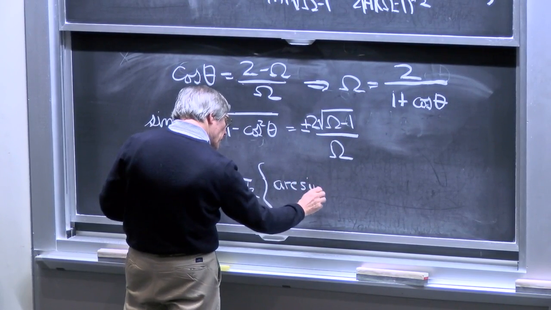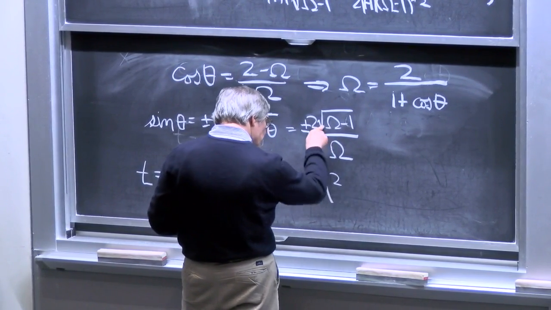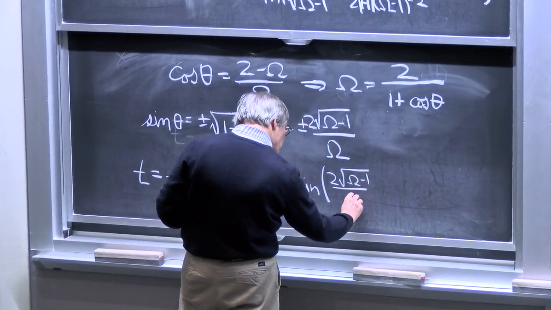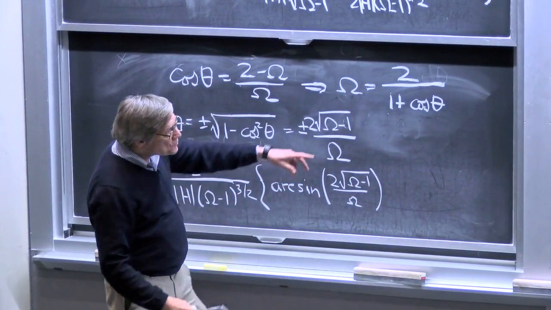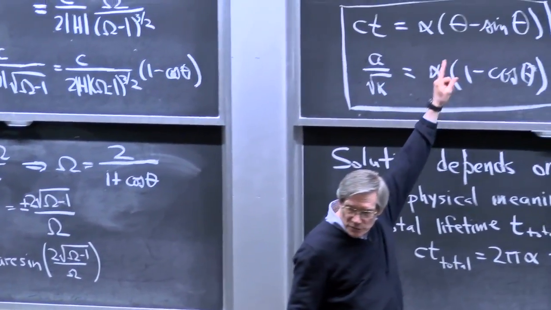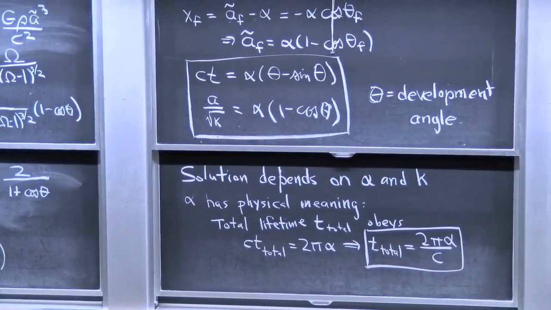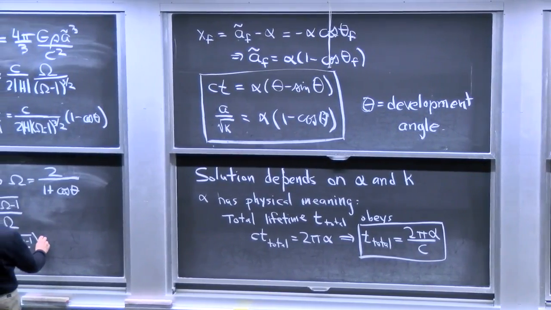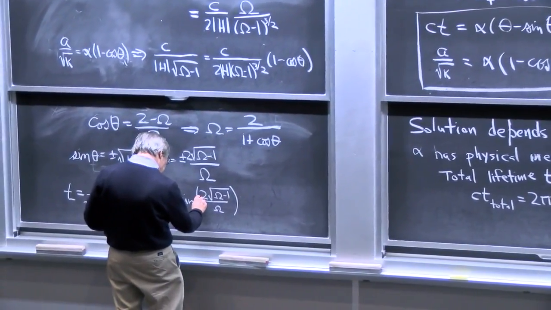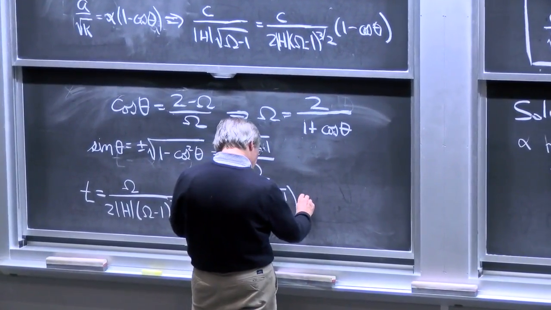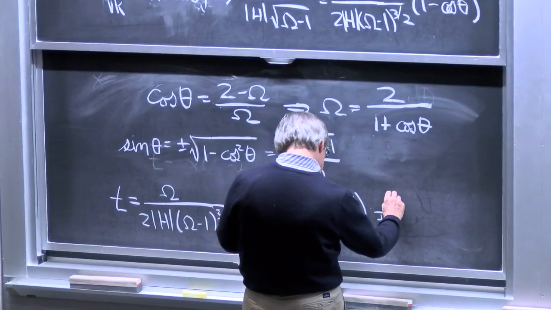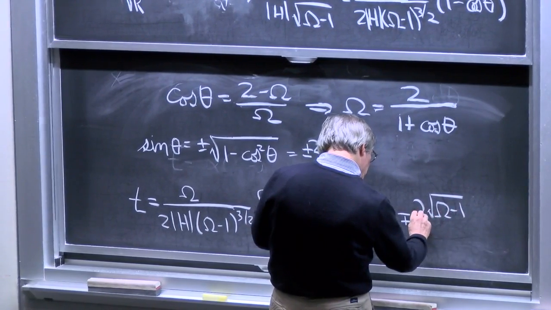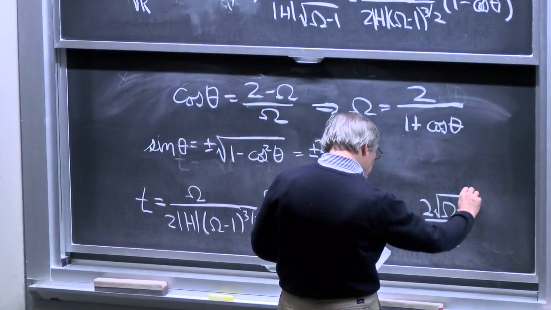Times the arc sine, or inverse sine, of twice the square root of omega minus 1 over omega. That's just the theta that appears in this formula, written in terms of sine theta, or the inverse sine of the quantity that we determined was the sine of theta. And then, let's see, here I should have a plus or minus because we haven't figured out our signs yet. Either is actually possible depending on where we are in the evolution. And then minus or plus twice the square root of omega minus 1 over omega.